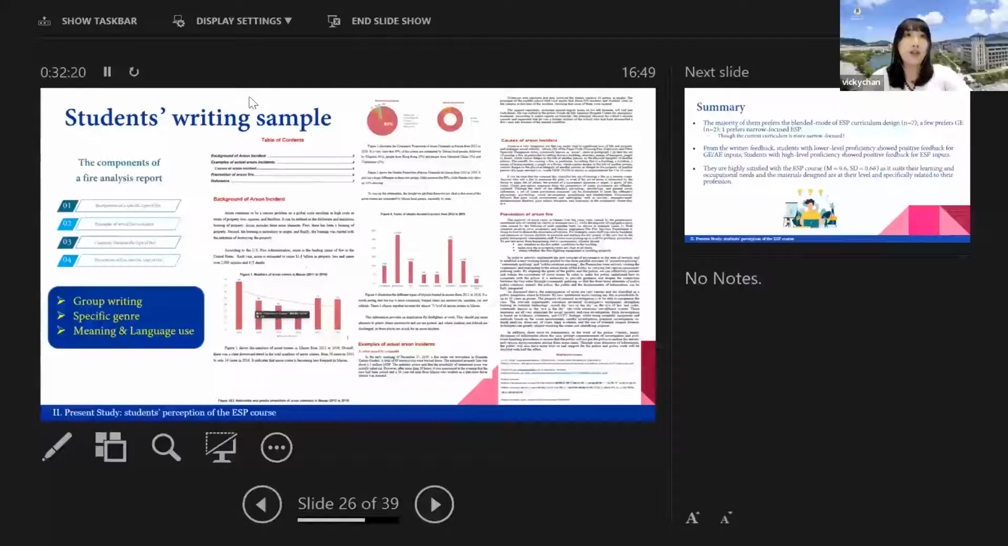For that, they have to show me 4 elements in a fire analysis report. And on the right-hand side, you can see a sample of student work. Basically, they all fulfill the requirement of giving me the 4 main components in a fire analysis report. So I would say that the outcome is quite effective.